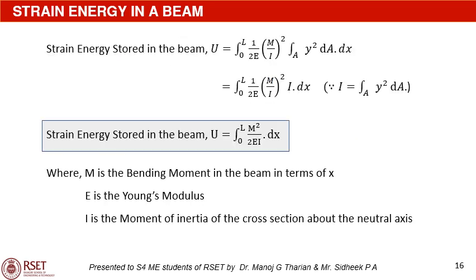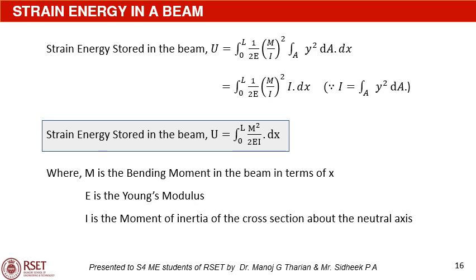The above volume integral can be written as integral 0 to L 1 by 2E M by I the whole square into integral over the area A y square dA into dx, because only y varies across a cross section and M is a constant for a particular cross section.